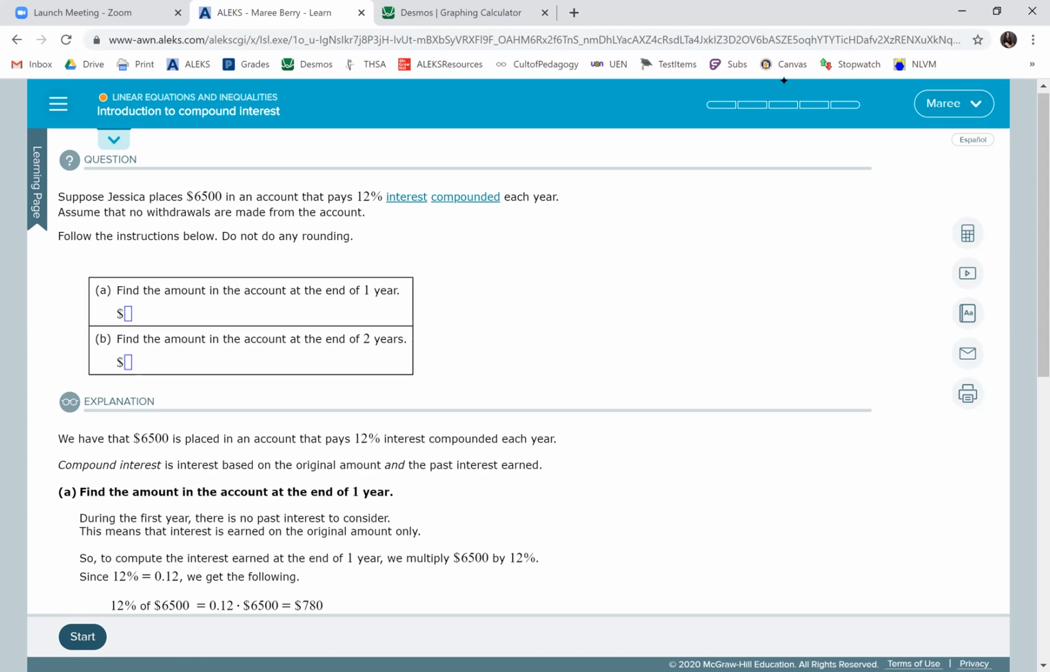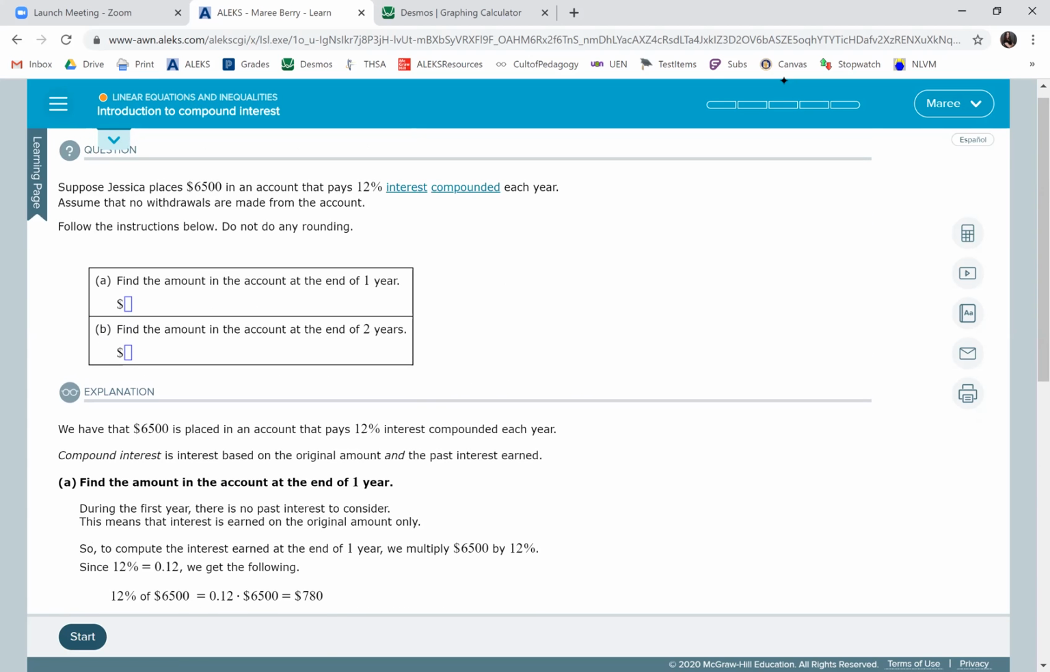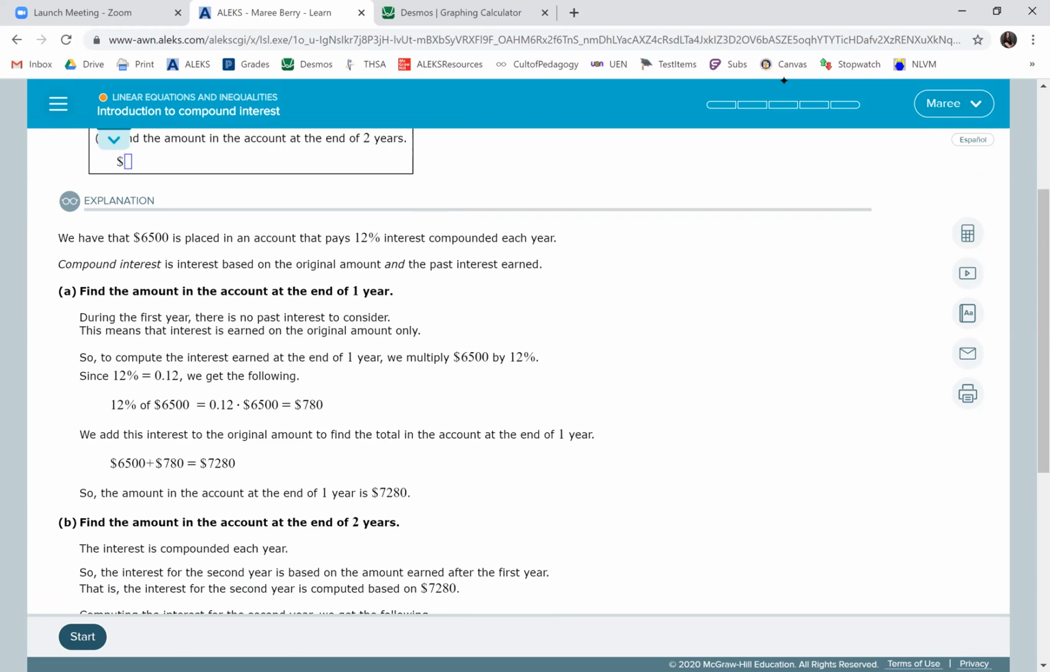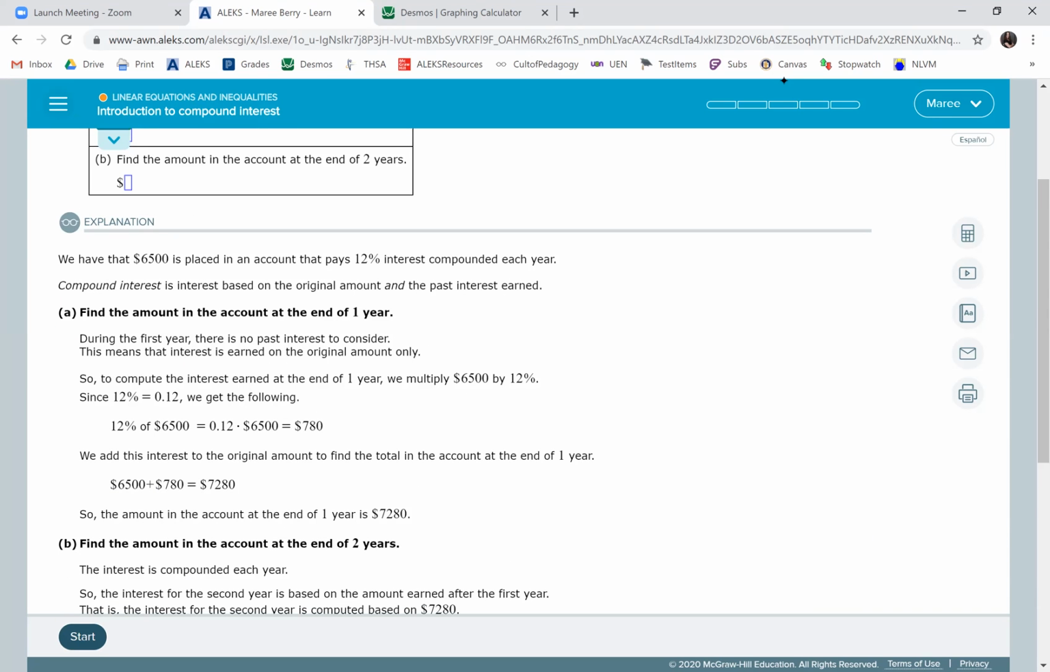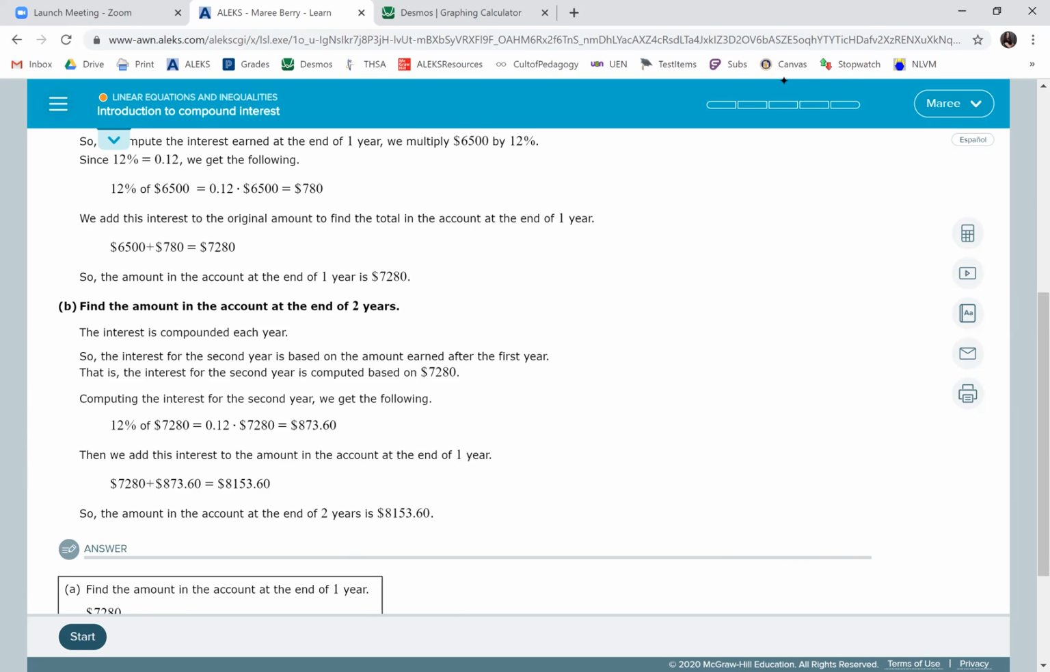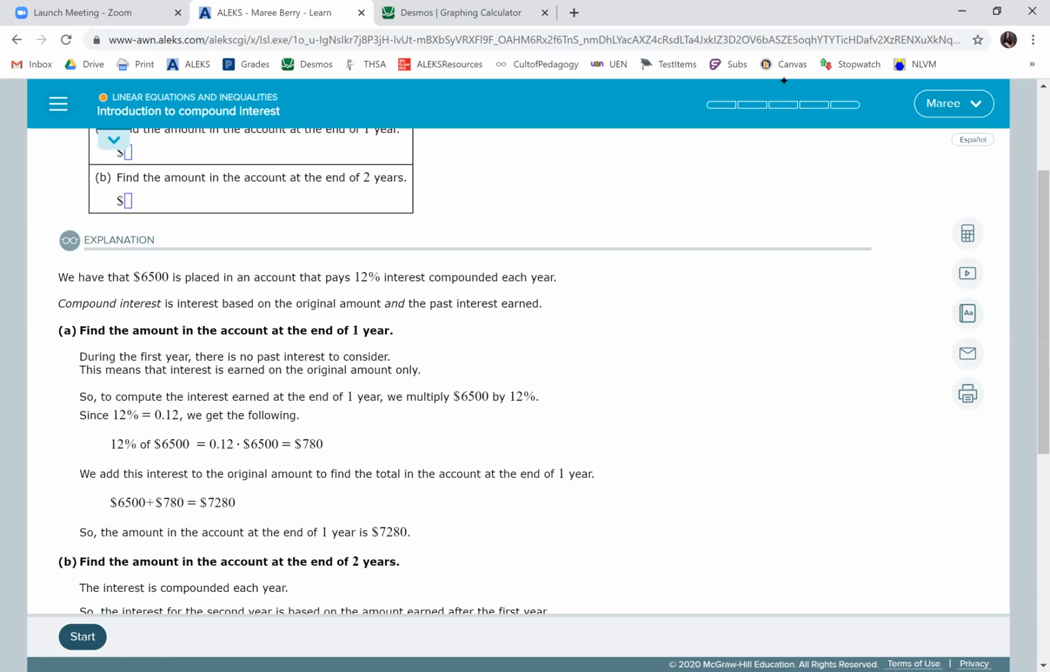So when you times 6,500 by 12%, you're going to get the interest. I forgot to say you want to add it back to 6,500. And that's what they say here. So they times 6,500 by 12%. They got 780. Then they add that to 6,500. That new total is what you're going to times by 12% to get the interest for the second year, and you add that in to the new total to get how much they're going to get at the end of 2 years.